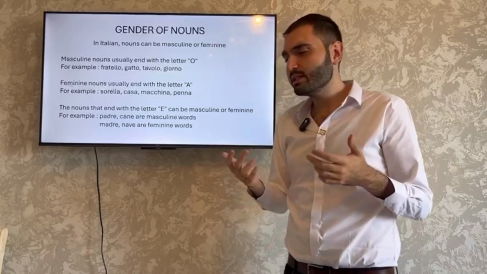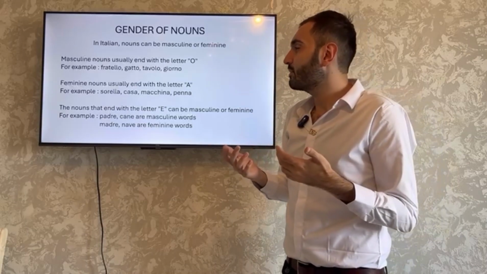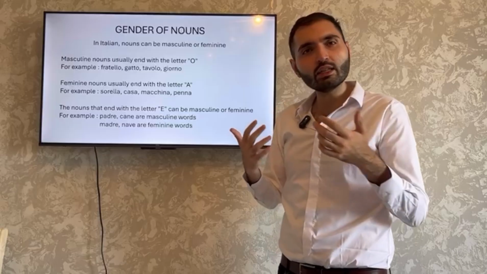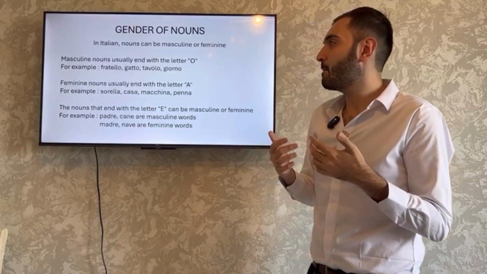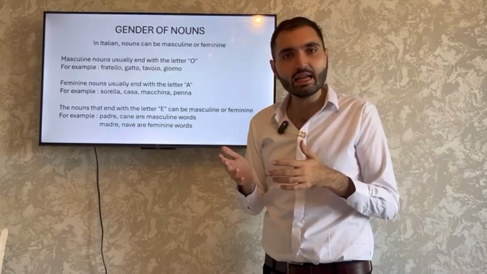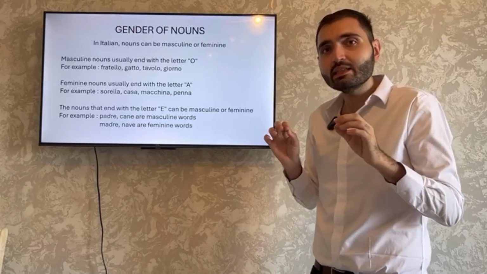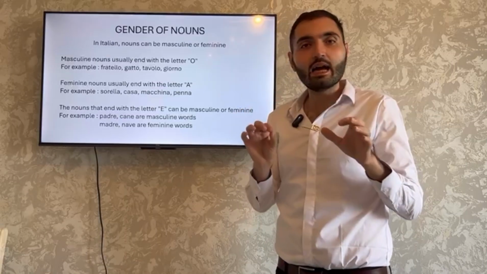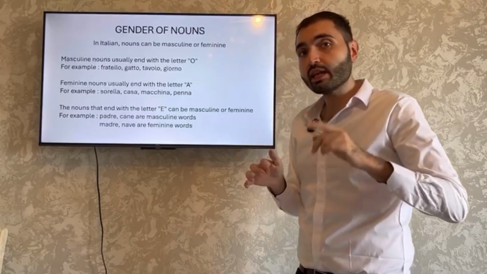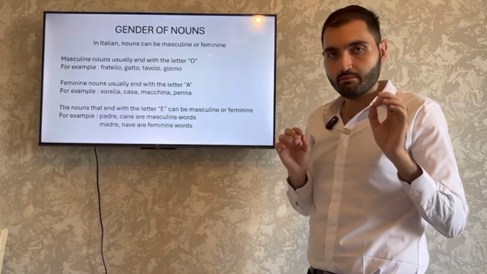But you can say, wait a second, a cat is not a person. How can it be masculine? Maybe you think there can be male and female cats, but it's not about that. In Italian, it doesn't matter if it's people, animals, or objects. All the nouns have a gender. And if the word ends with letter O, it's masculine.